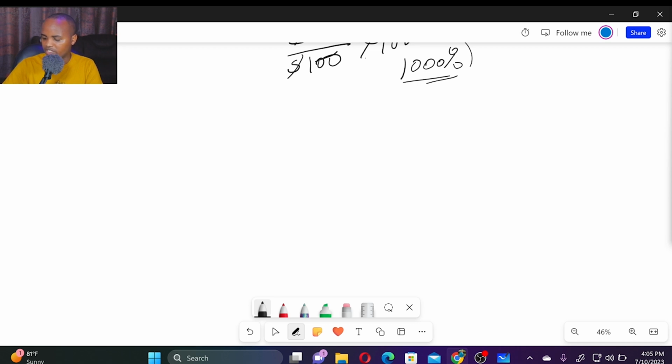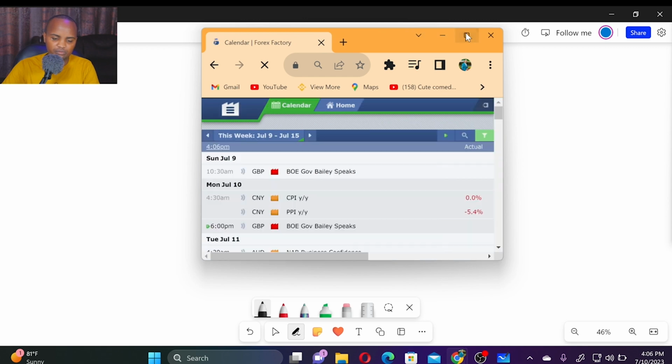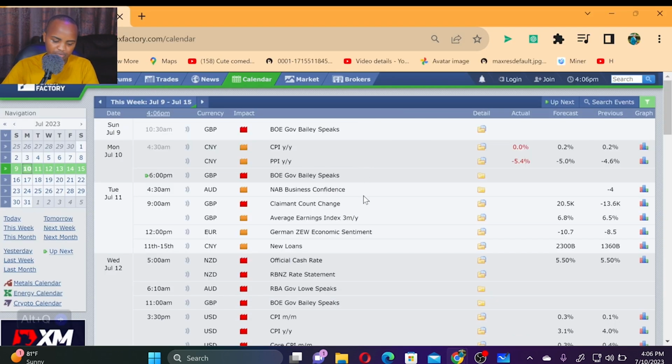We have the CPI that are shown on the calendar. So you have to be knowing the CPI that you have to be checking right over here. Okay, let me show you here. So this is the calendar. Let me just find the CPI data.